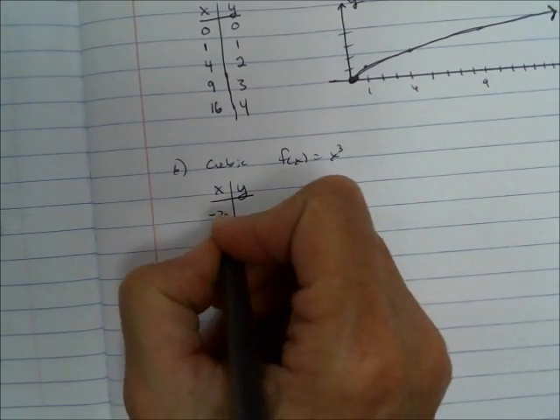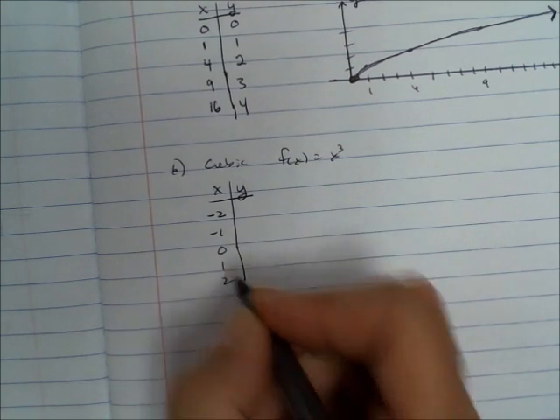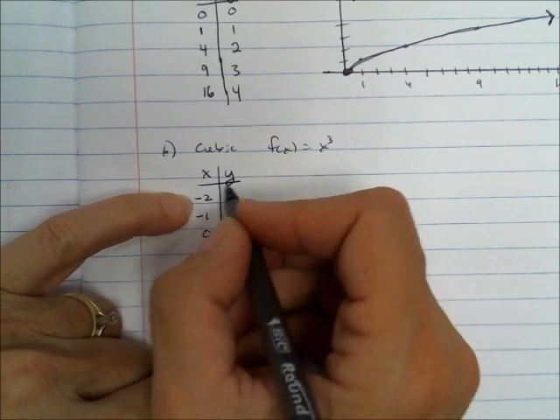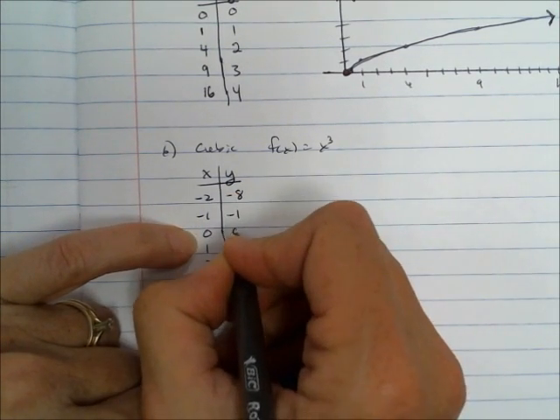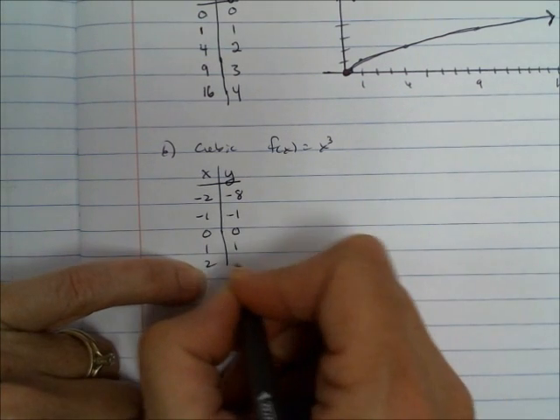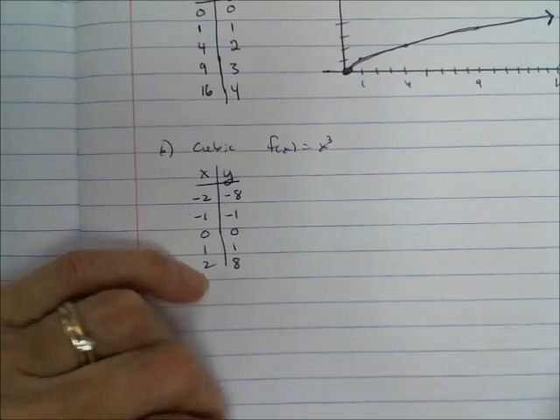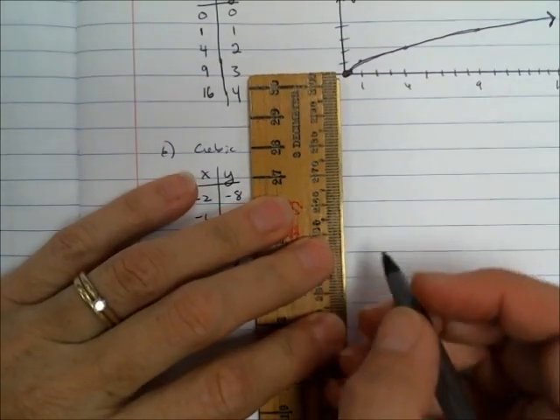So we'll just start with -2, -1, 0, 1, and 2. We'll just use these five x values, and then we have to cube them. -2 cubed is -8. -1 cubed is -1, 0 cubed is 0, 1 cubed is 1, and 2 cubed is 8. So we have five values that we're going to graph here. So let's take a look at what this looks like.